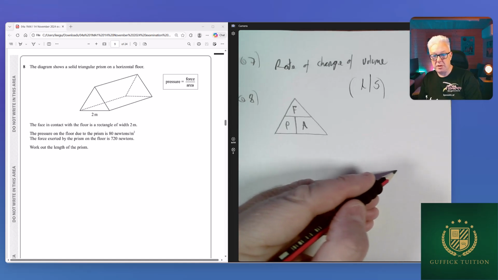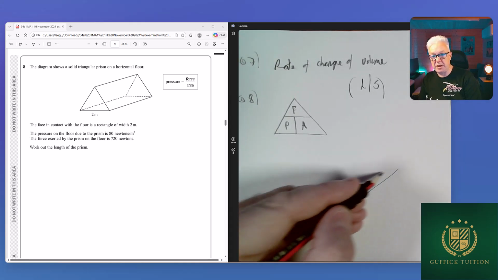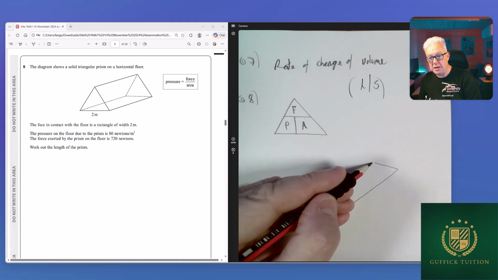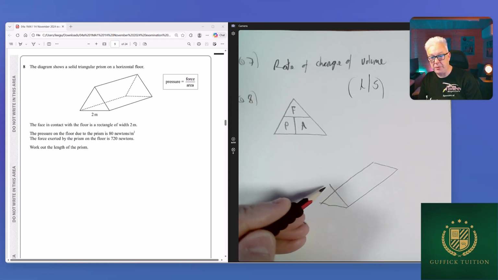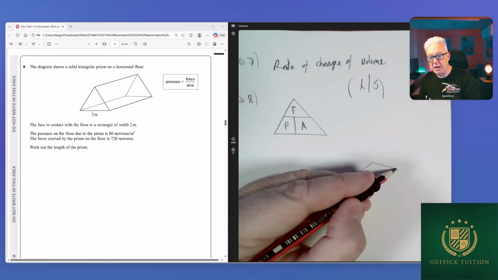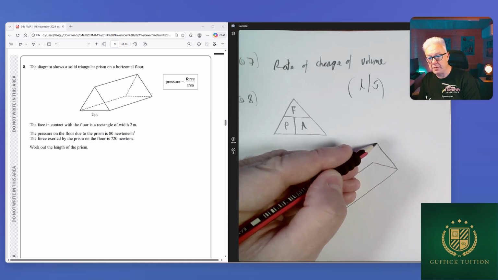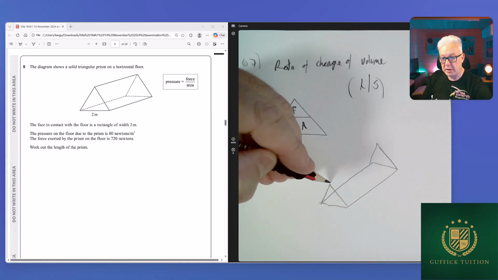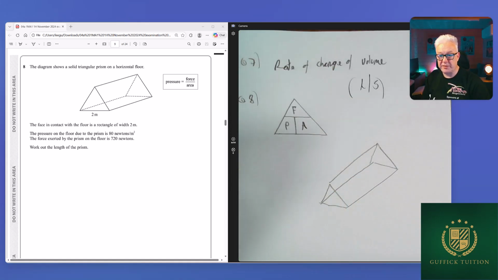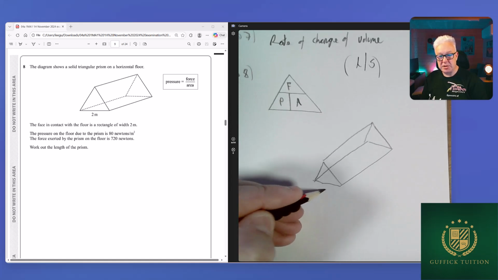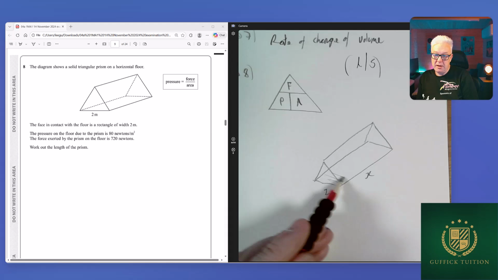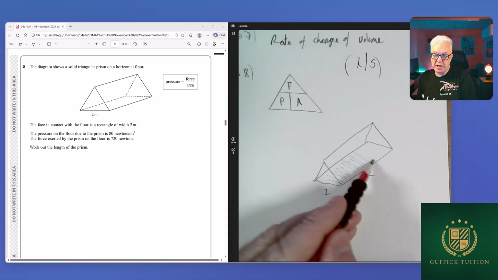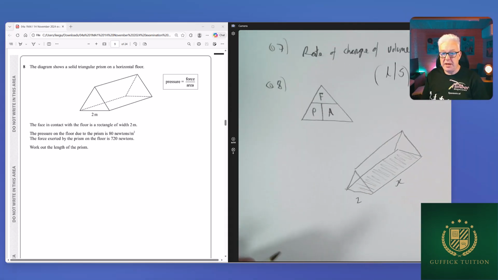Okay, so a lot of students find these a little bit tricky. It's not an easy question, this, for most people. So let's have a look. Here's my little prism. I don't know how accurately I've sketched it there, but there we go. There's a rough sketch. Now that is 2, and we don't know what this is. I'm going to call that x. Okay, so this that I'm shading is in contact with the floor. So here's our little triangle.